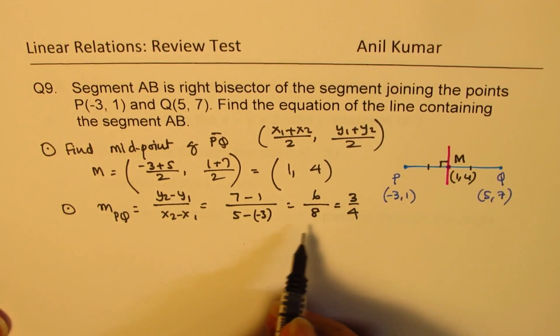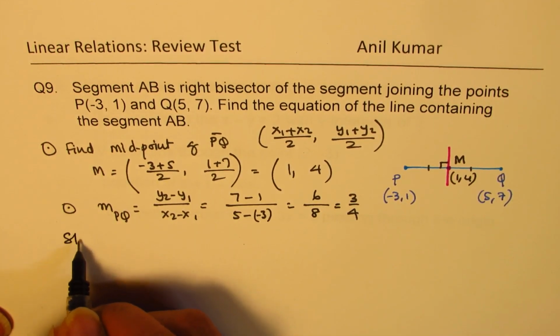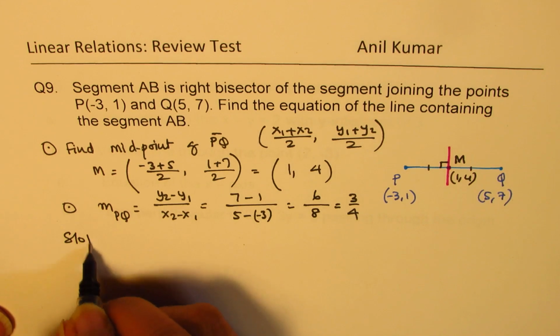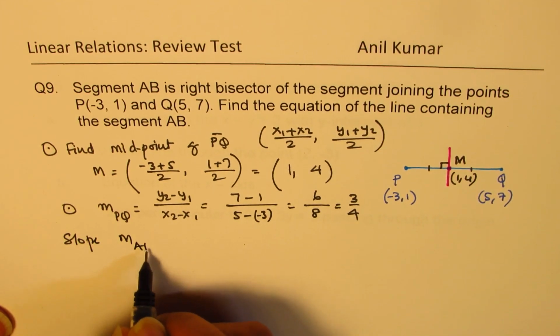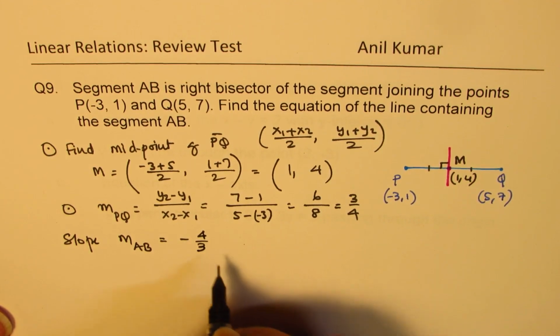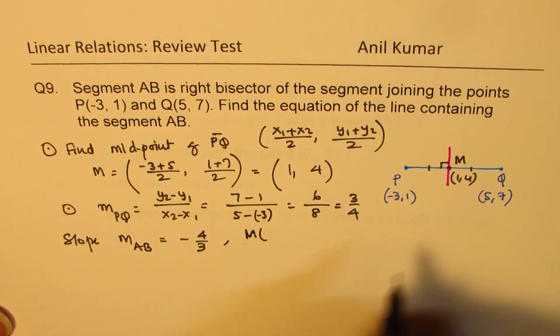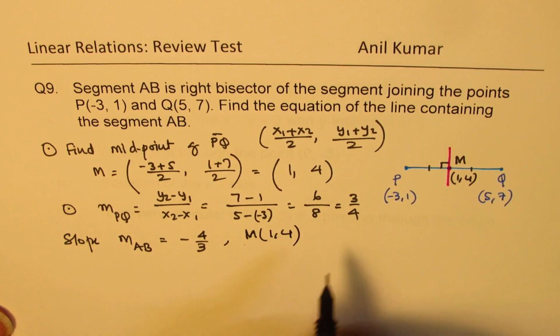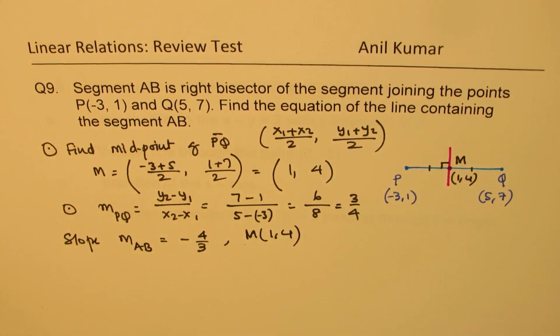So then, what is the slope of AB? Slope of AB will be the negative reciprocal, negative 4 over 3, correct? And it goes through the point M, which is (1, 4). So we can now find the equation of this line.